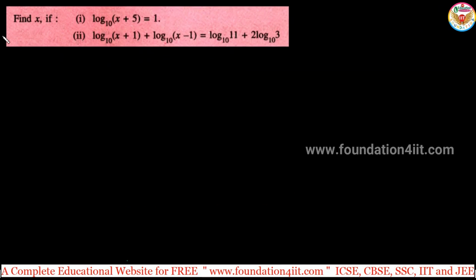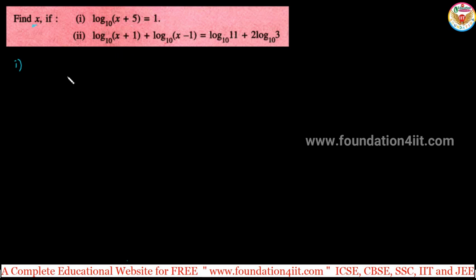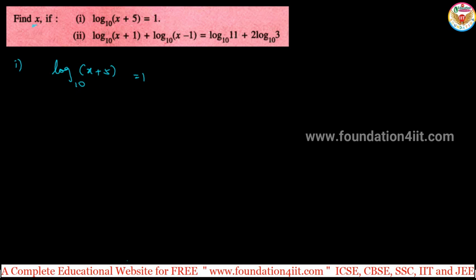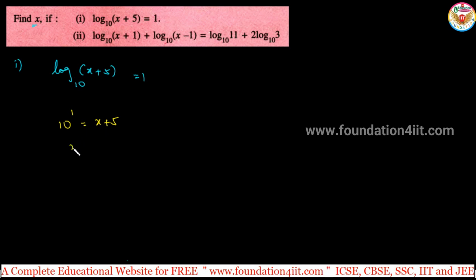And see one more type of question. In this type, we have to find out the x value. As discussed at the starting of the topic, first one: log of x plus 5 to the base 10 is 1. So convert into exponential form, then find out the value of x. In exponential form, 10 to the power 1 is equal to x plus 5. From this you can find out the x value directly. So 10 power 1 is 10, then x is equal to 10 minus 5, that is x equals 5.